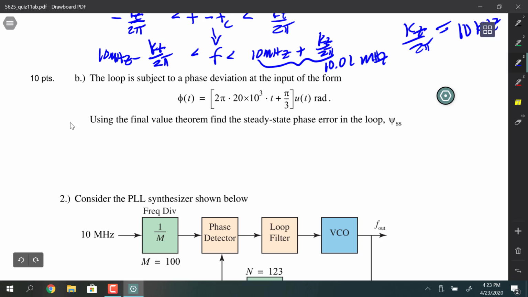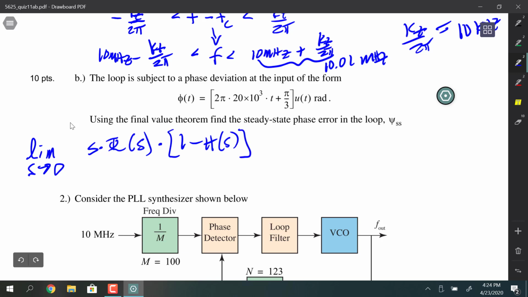Okay, the second problem has to do with the final value theorem and the phase locked loop. So we studied this last time, and there's a nice discussion of that in the notes, but if you had to do this from scratch, you'd be using the final value theorem: limit as s goes to 0 of s times phi of s times 1 minus h of s, because that's the loop error function. And then you'd have to put everything into the Laplace domain at this point.